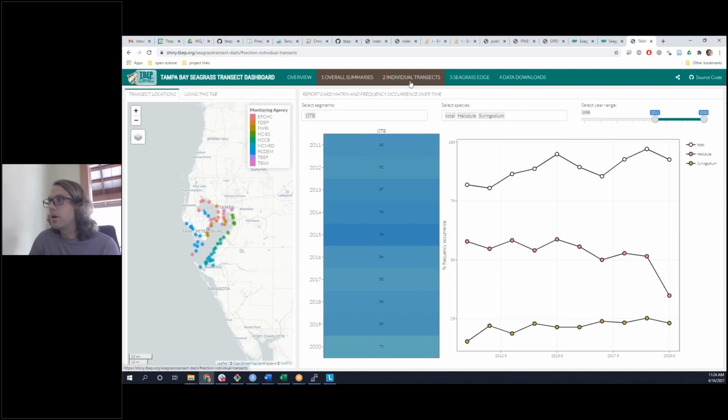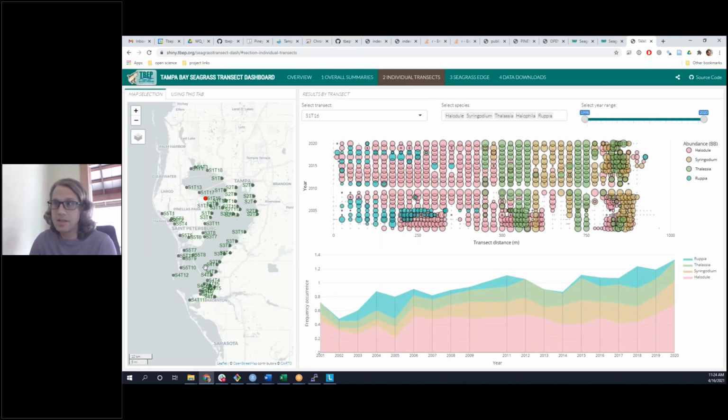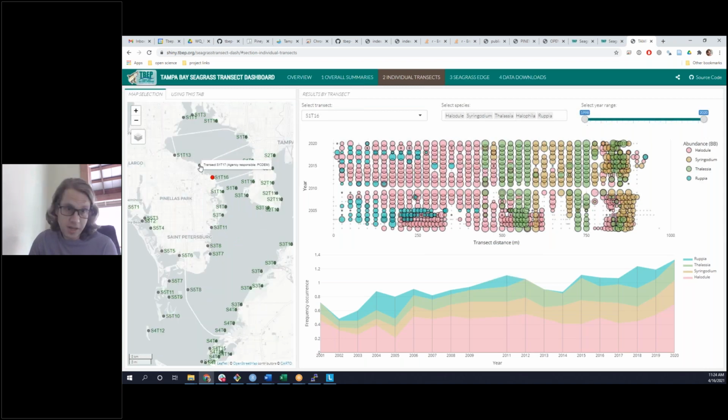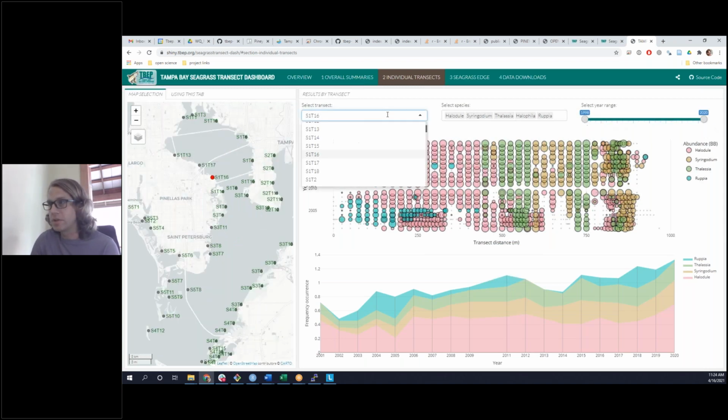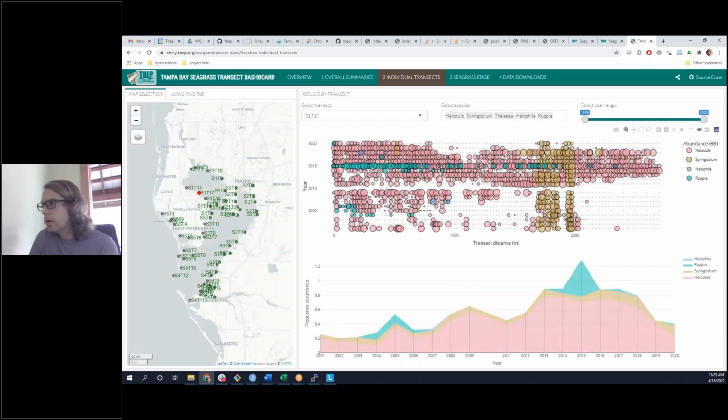Going a little bit deeper, we can look at the individual transects. This is where, say, if you were concerned about what's going on in Feather Sound, which came up earlier when Chris was talking, we could pull that up. So this is transect S1T17. I select that, and you see the graphics update in kind. We can see the long-term changes from the oldest record to the most recent.